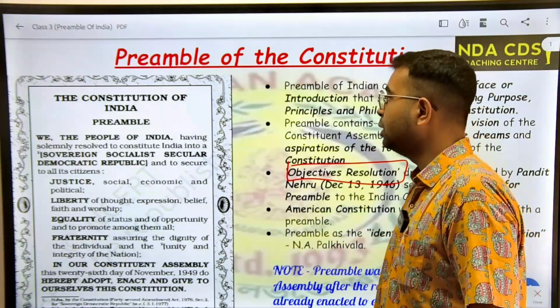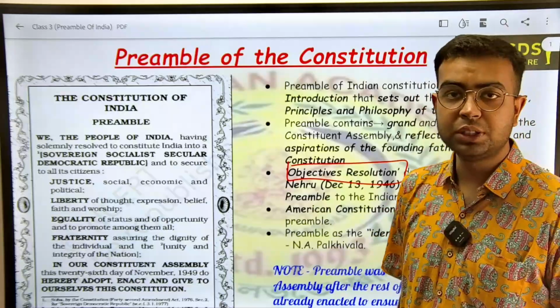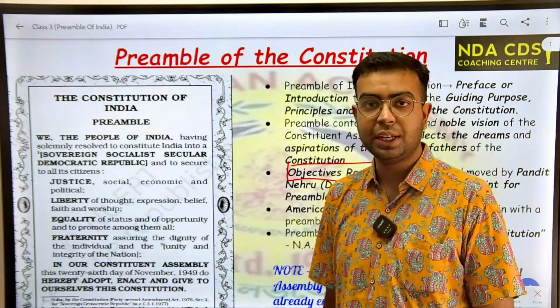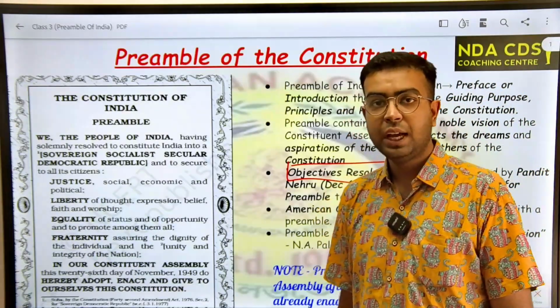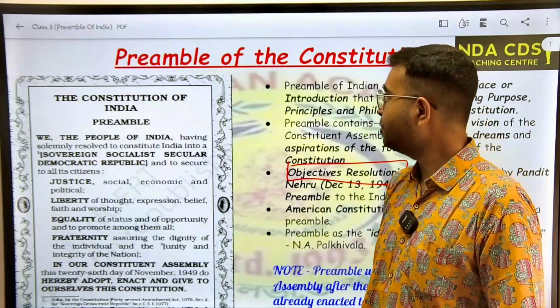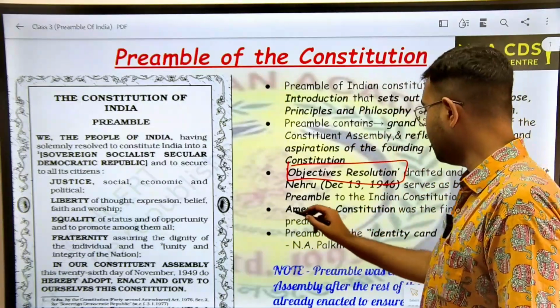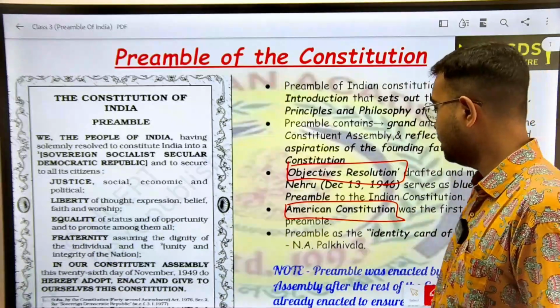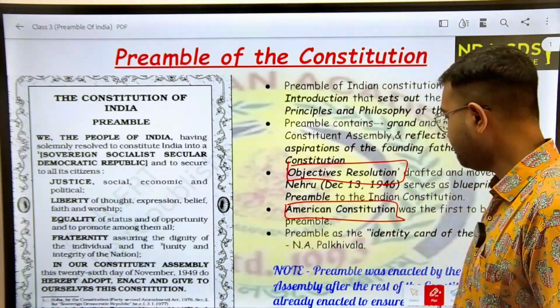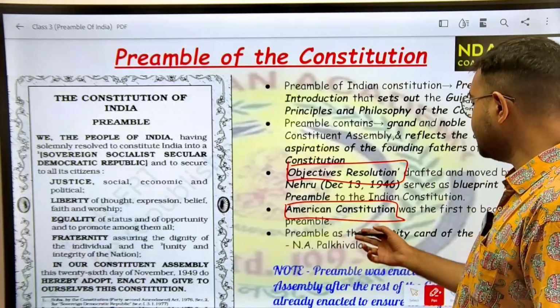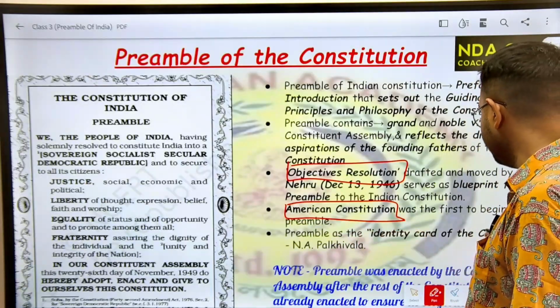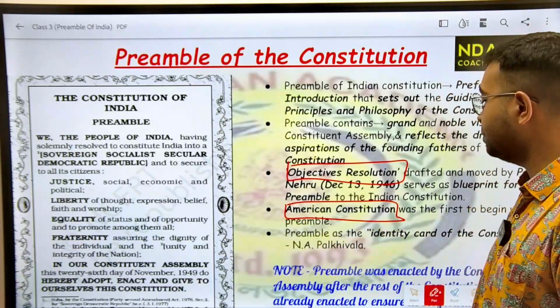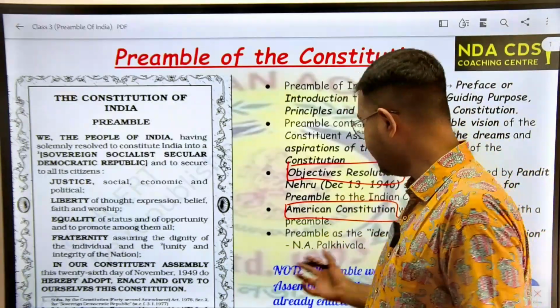Now, as I said, India has borrowed certain parts of the Constitution from certain other countries. The idea for the preamble was borrowed from the American constitution, from the USA. Now, another important thing, the preamble has been called the ID card of the Constitution by N.A. Palkhiwala. Now, what does this basically mean?